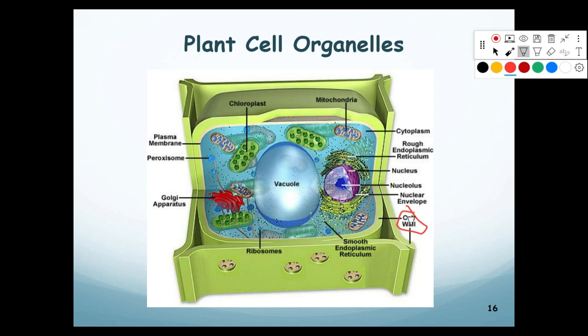Something that the plant cell has that our animal cells do not. Another here is a chloroplast, and we'll see that in more detail. But the chloroplast right here, this is where photosynthesis happens, where plants convert sunlight energy into chemical energy. And then the other guy right here is the vacuole. So three things that the plant cell has that the animal cell does not.